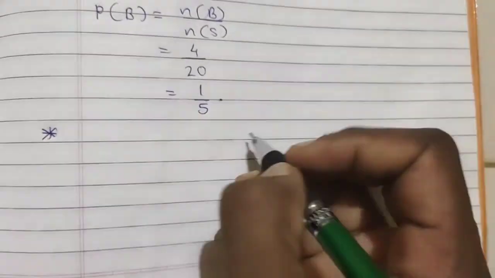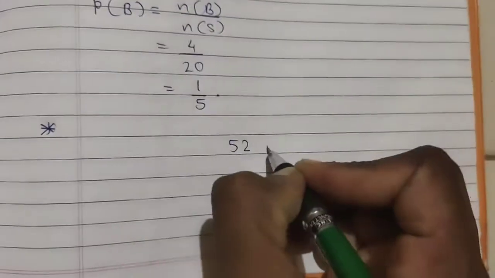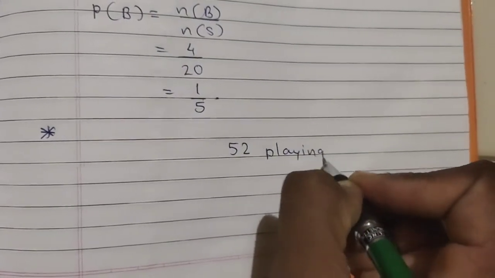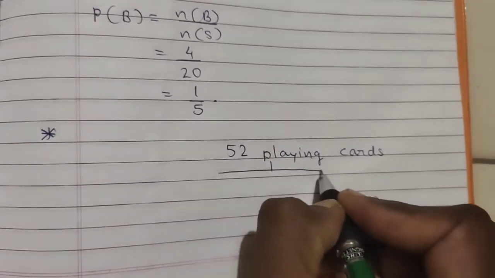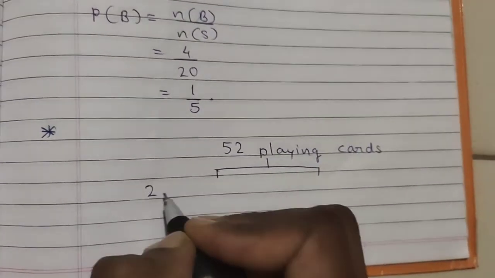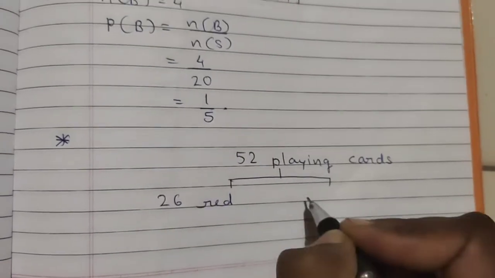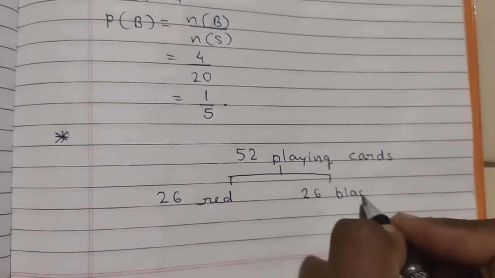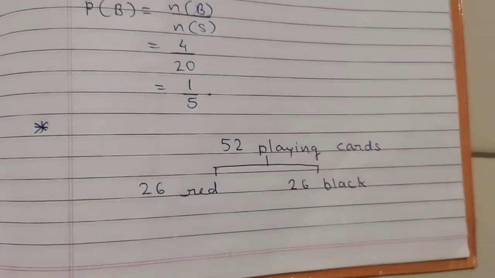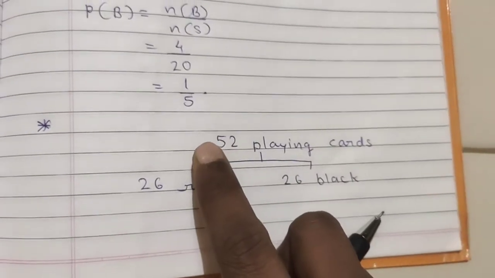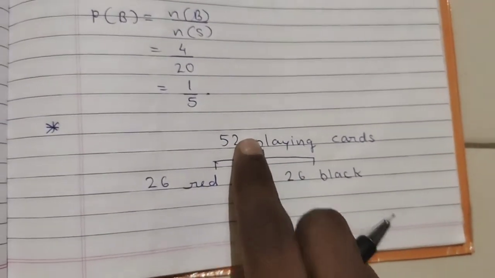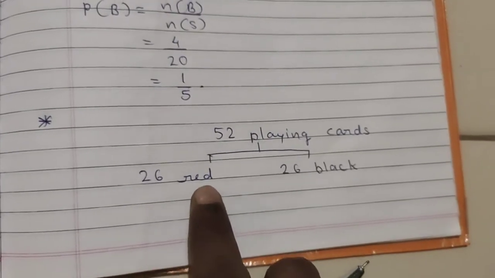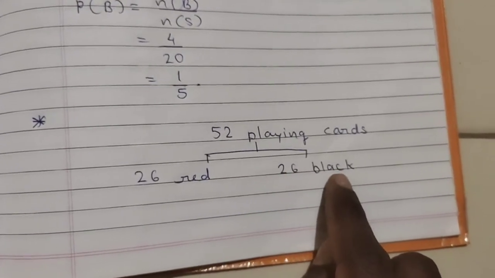So students, let me explain to you what the pattern in the cards is. See students, there are 52 playing cards. Overall you will see there are only 52 playing cards. Okay, now from these 52 playing cards you are going to see 26 cards which are red in color and 26 cards which are black in color. So what have you understood from here? There are 52 playing cards, and from that, 26 cards are red in color and 26 cards are black in color.